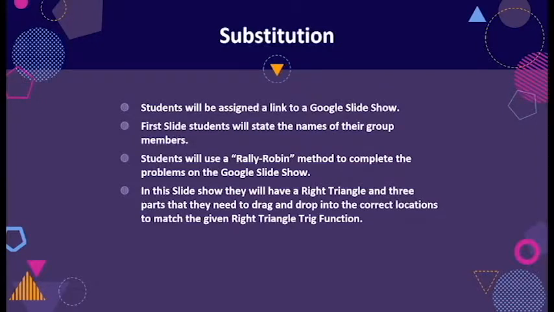Students will use the Rally-Robin method to complete the problems on the Google slideshow. In this slideshow, they'll have a right triangle and 3 parts that they need to drag and drop into the correct locations to find the given right triangle trig function.